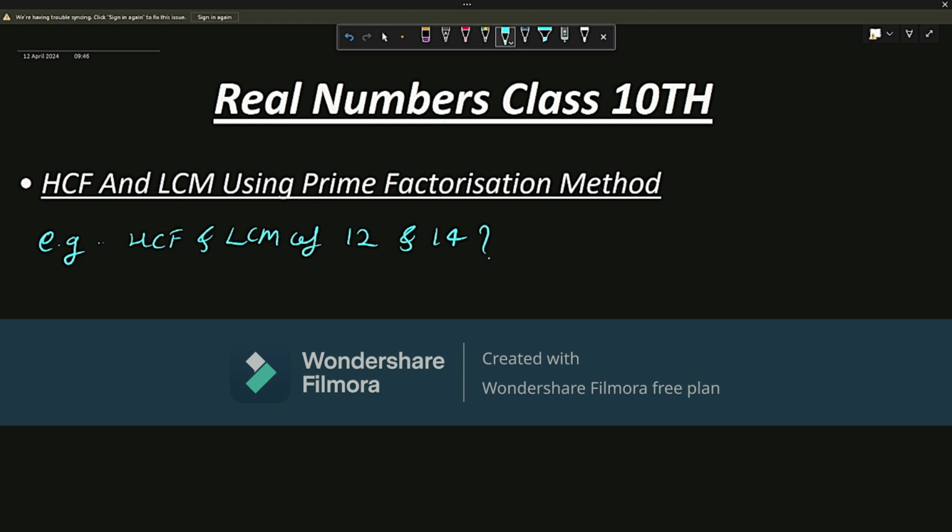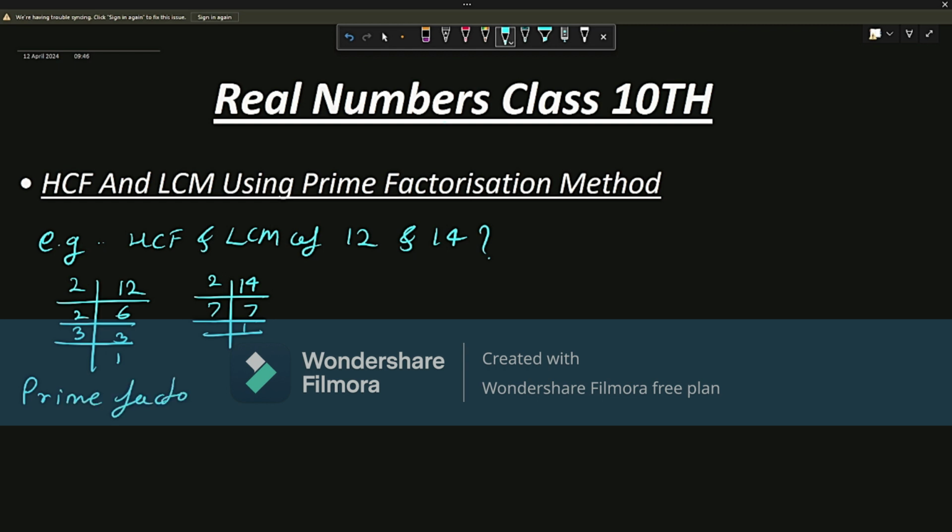Okay, so now the basic way to do this is drawing a prime factorization table like this, which you have already learned in your previous classes, for 12 and for 14. Now you can also do this together, but I prefer doing it separately so it creates less confusion. So 2 sixes are 12, 3 threes are 9. 2 sevens are 14, 7 ones are 7. So now we are going to write here the prime factors of 12 and 14.